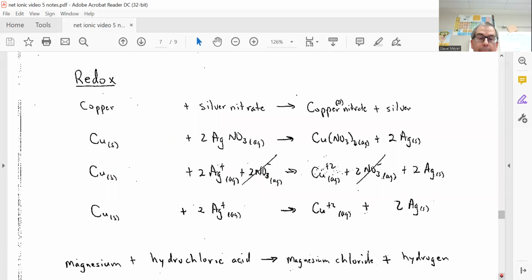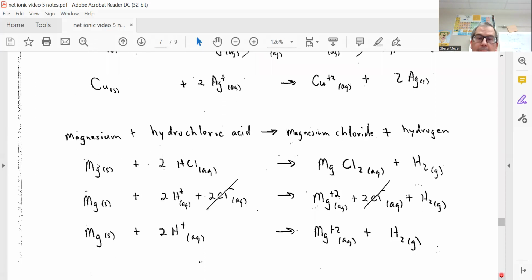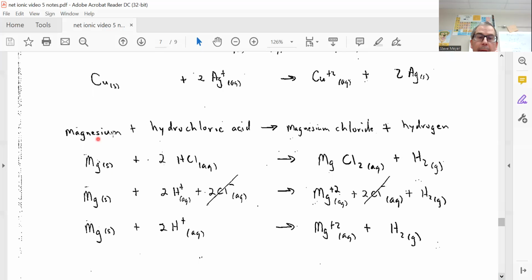Here's another example. We just did this lab where we took magnesium and hydrochloric acid to form magnesium chloride and hydrogen. There's a balanced equation. We did this and collected the gas in the tube in the eudiometer. I'm just going to write the total ionic equation. I'm going to take my HCl and break it into H+ and Cl-, and break MgCl2 up into Mg2+ plus 2Cl-.